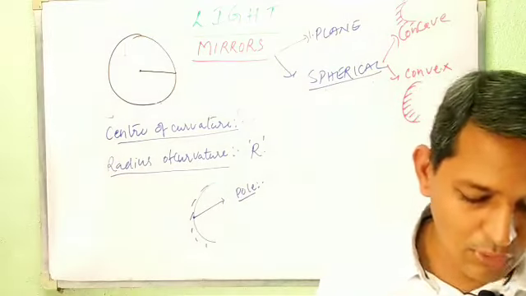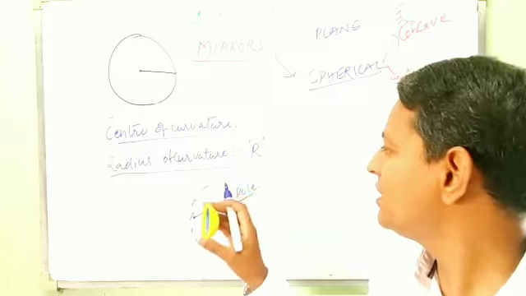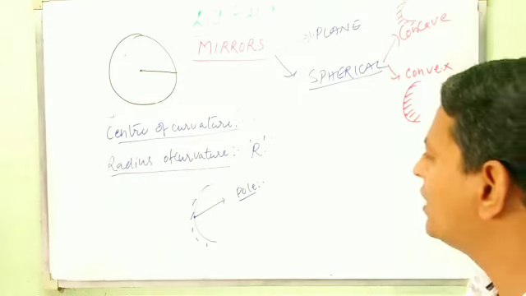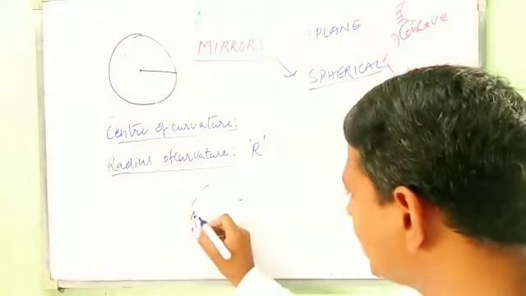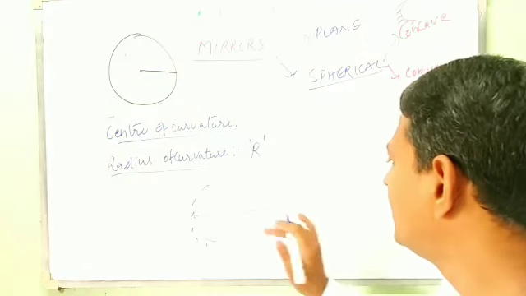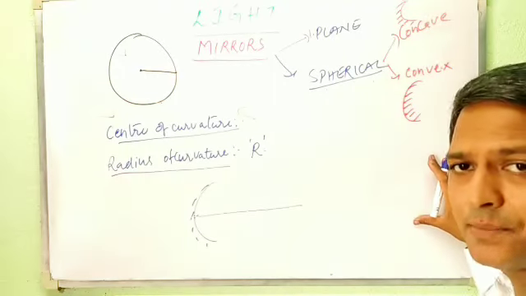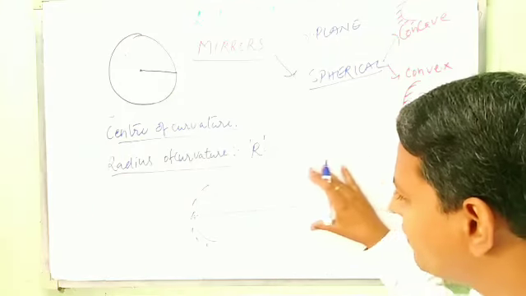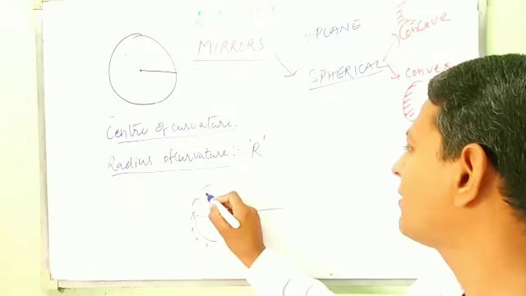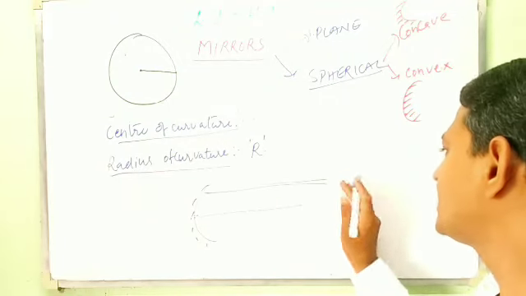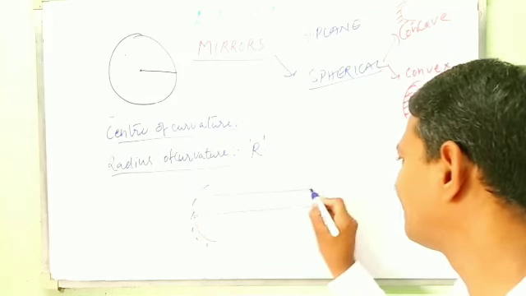Then after understanding pole, what is the other thing we need to understand? We understood center of curvature, radius of curvature and pole. If there is a line like this, and if a light ray is coming from a very far object, what kind of mirror is this? This is a concave mirror. If light rays are coming from a very far object, they will be parallel like this.